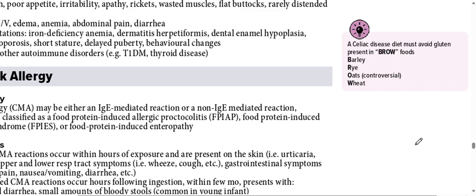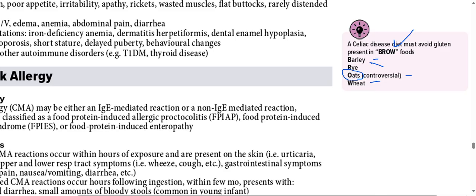In celiac disease, the diet must avoid gluten. Gluten is present in barley, rye, oats, and wheat. Barley, rye, oat, and wheat should be avoided because they contain gluten. But oats are seen as controversial. But barley, rye, wheat, 100% we need to avoid in a case of celiac disease.